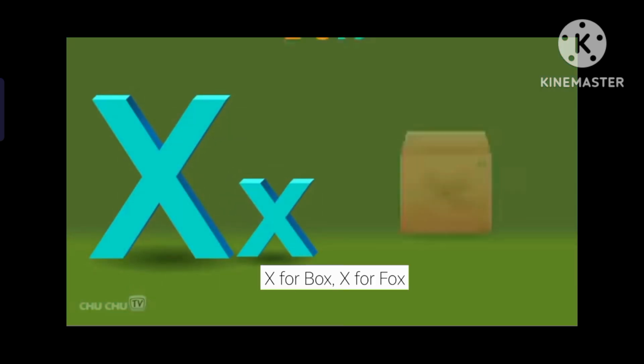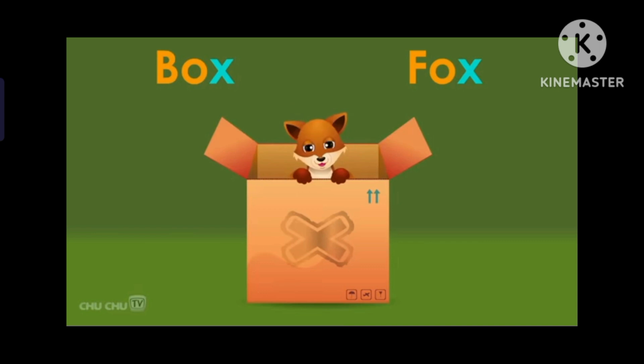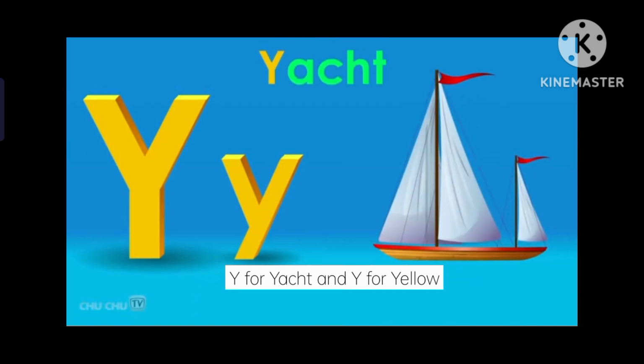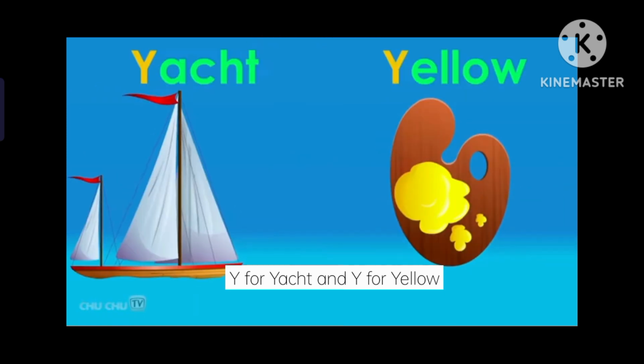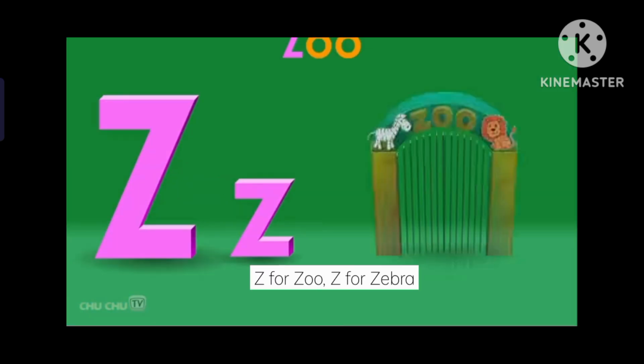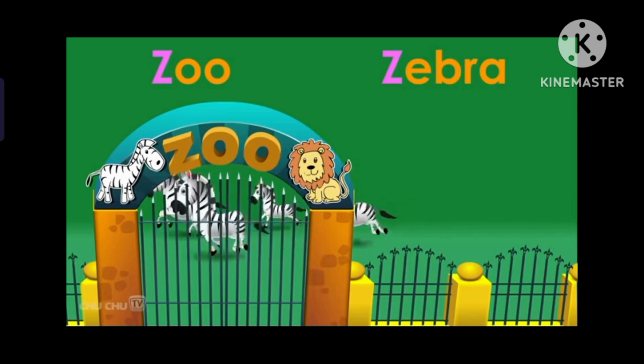X for box, X for fox. Y for yacht and Y for yellow. Z for zoo, Z for zebra.